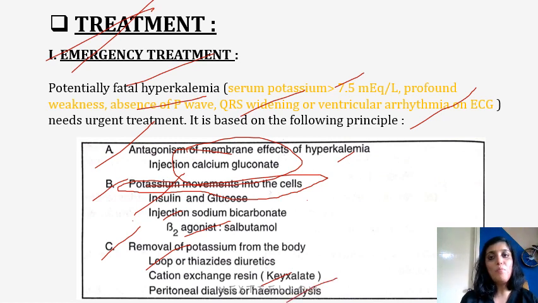So it is very important to remember that if serum potassium is more than 7.5, or if there is profound weakness, or absence of P waves, or widening of QRS complex, or ventricular arrhythmias on ECG, it is considered as potentially fatal hyperkalemia and it requires prompt and emergent treatment. Otherwise, it is very difficult to save the patient.